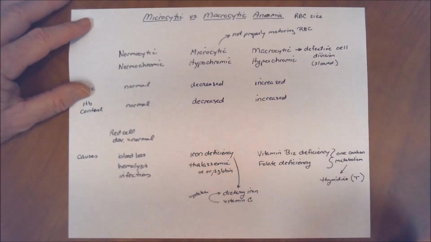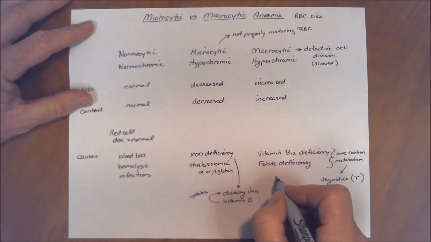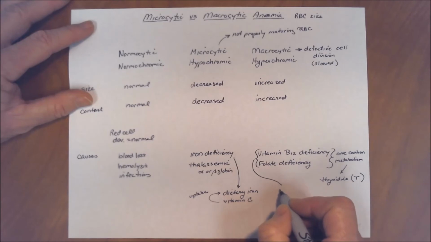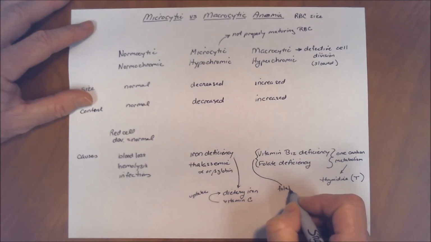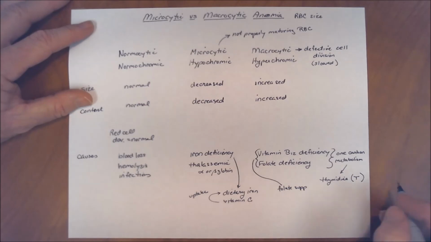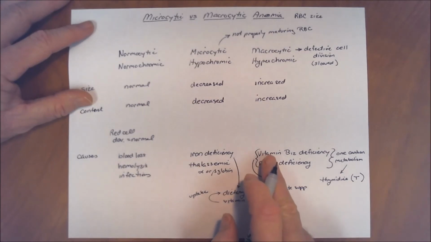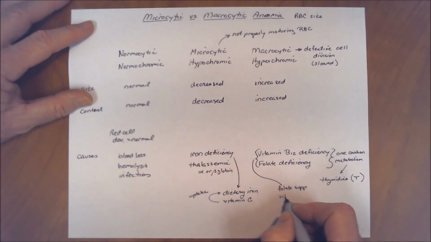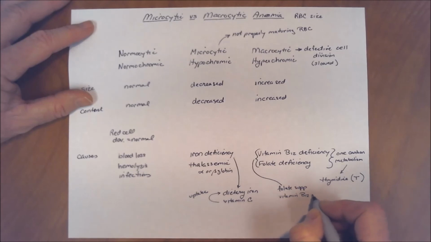For macrocytic anemia, we are talking about typically a folate supplement in the diet, and very often, because these two biochemical pathways are related, a vitamin B12 supplement also.